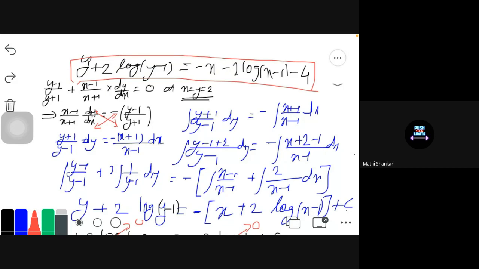So we had been given a differential equation something like this, y minus 1 upon y plus 1. So we have got the solution to this as y plus 2 log y minus 1 is equals to minus x minus 2 log x minus 1 minus 4.